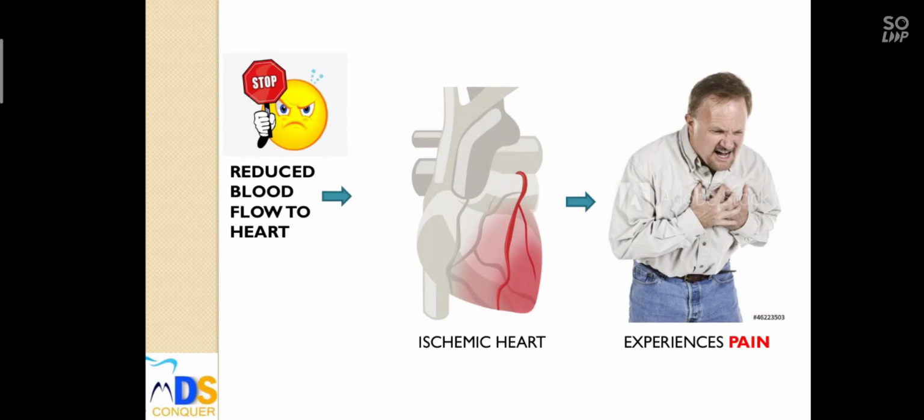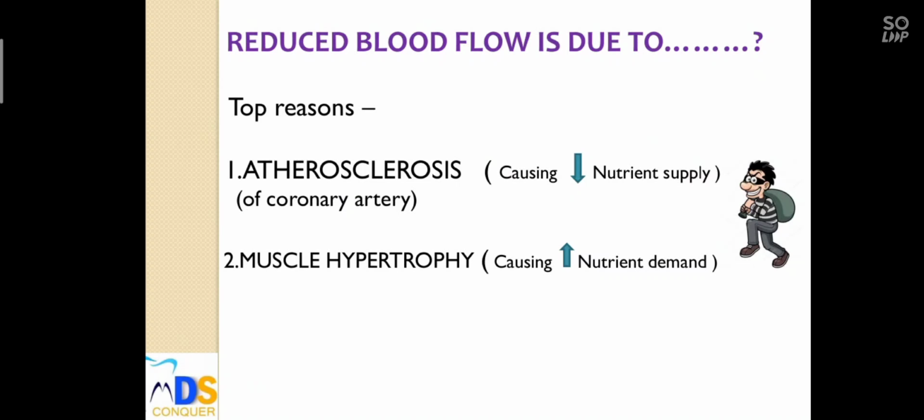So the main culprit is the reduction of blood flow. This reduction of blood flow to the heart makes the heart ischemic, and this ischemic heart results in pain. Why is there a reduction of blood flow? There are mainly two reasons. Number one is atherosclerosis, and the second one is cardiac muscle hypertrophy. These are both the masterminds behind the reduction of blood flow to the heart.